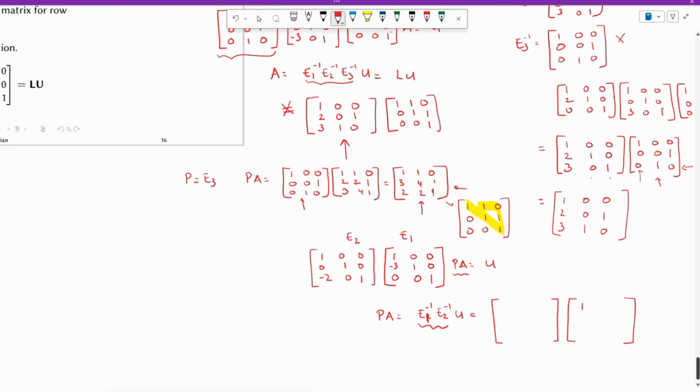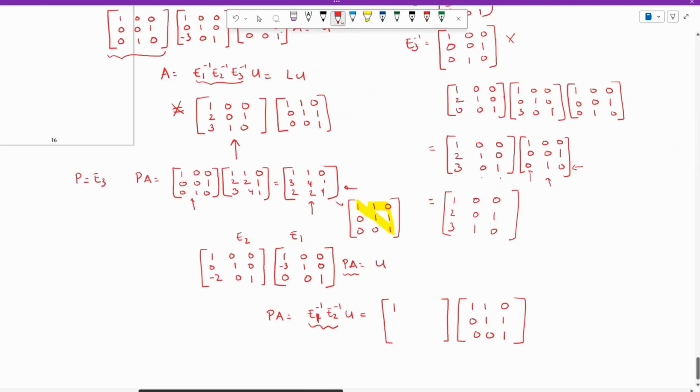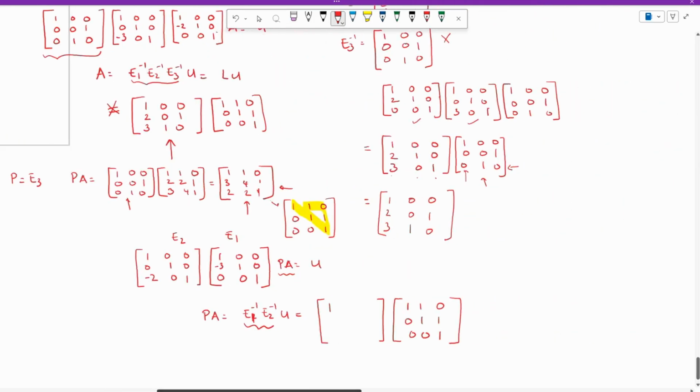So this will be 1, 1, 0, 0, 1, 1, 0, 0, 1. So you have to find out D1 inverse, E2 inverse, and then multiply them together. We already know that. We've already done that here. E1 inverse, E2 inverse, that gives us this.